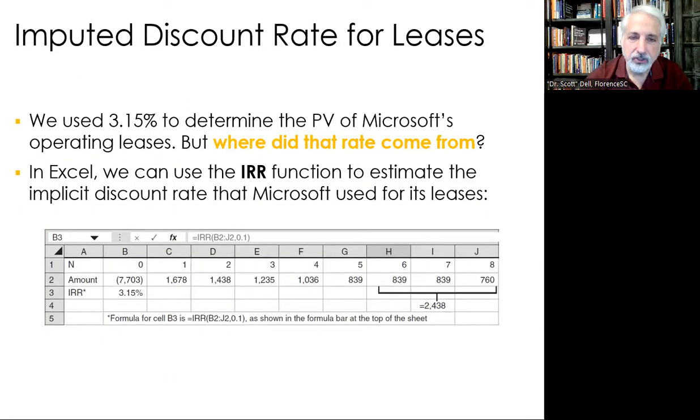Discount rate for leases, you can go through the calculations. Where did we get the discount rate? The internal rate of return function estimates the discount rate that is used on leases. If you know the rate, you're supposed to use that. If you don't know the rate, you can impute the rate.